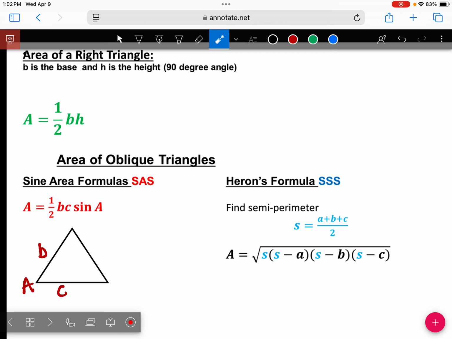And then when you have it written down, just put your pencil down. That way I'll know you're done copying down our formulas.